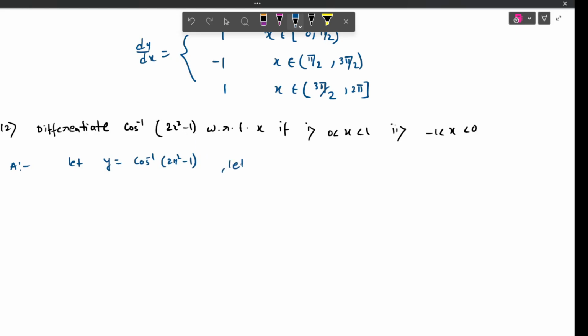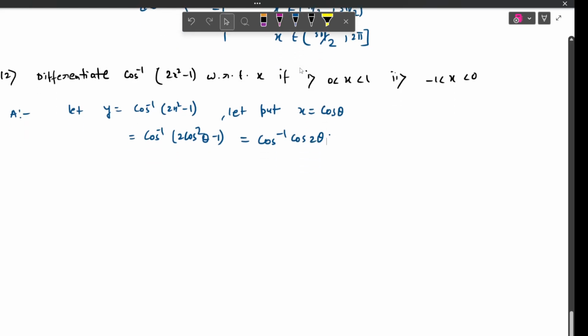Okay, now let's put x equals cos theta. So you'll get 2 cos square theta minus 1. So you'll get cos inverse of 2 cos square theta minus 1. Now we know 2 cos square theta minus 1 is cos 2 theta. So it will be cos inverse of cos 2 theta. Now our number 1 question is x is between 0 to 1.